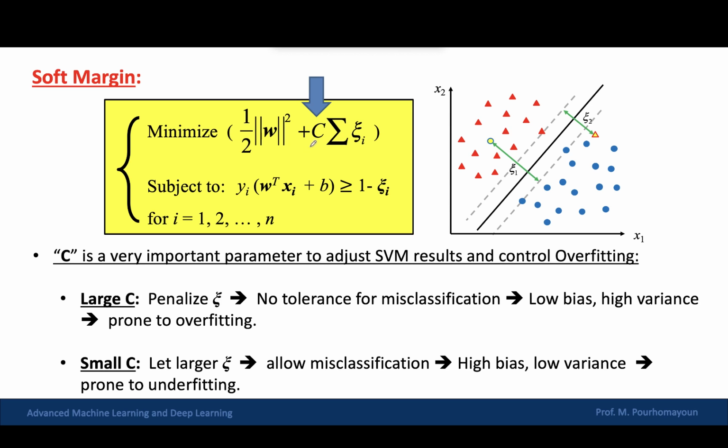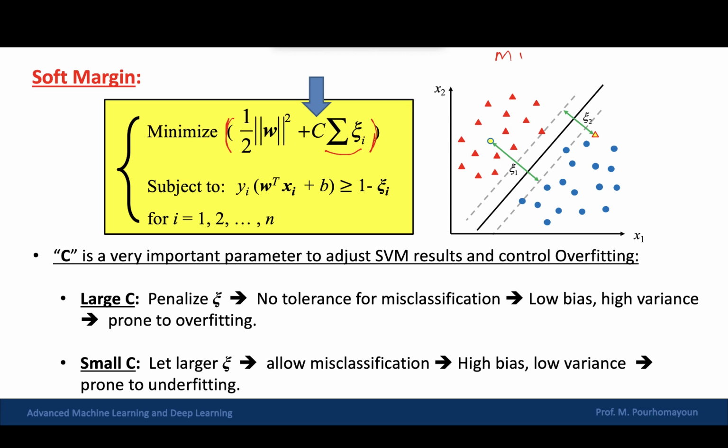So C here technically defines a trade-off between how accurate you want your classifier to be and how relaxed your algorithm wants to be in tolerating wrong samples and outliers. For example, if you select a large C, it is like a penalty that you put here. Remember, I want to minimize the whole thing. So let me show you this.